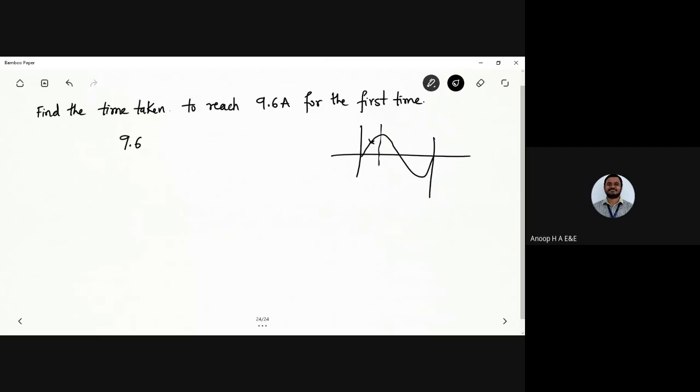So in the same cycle you will be having two such values, after pi by 2 and just before pi by 2. So 9.6 amperes for the first time. Underline the word first time. So I'll be having 12 sine 120 pi into t. So 9.6 divided by 12 would be equal to sine 120 pi into t.